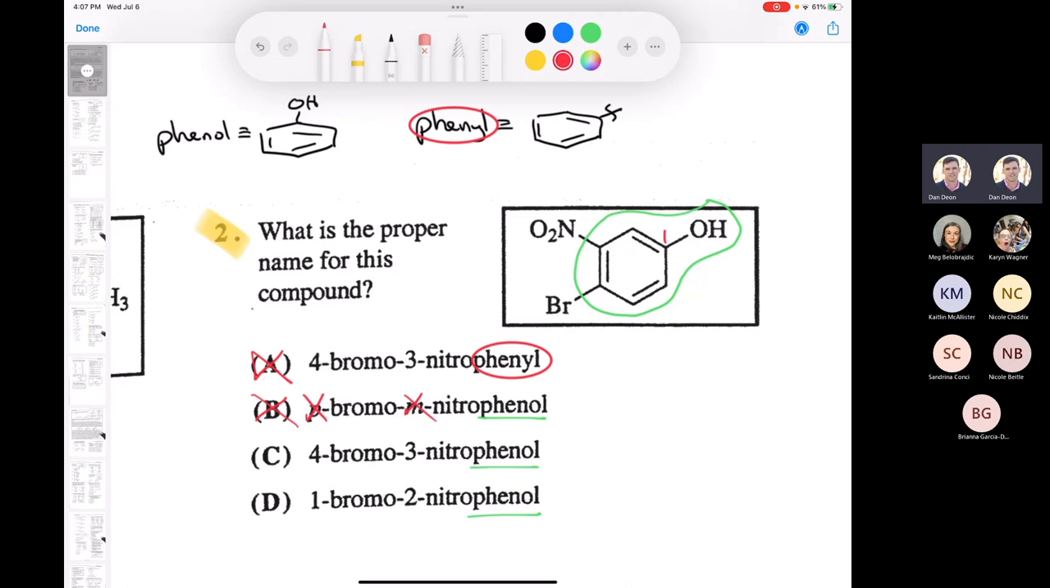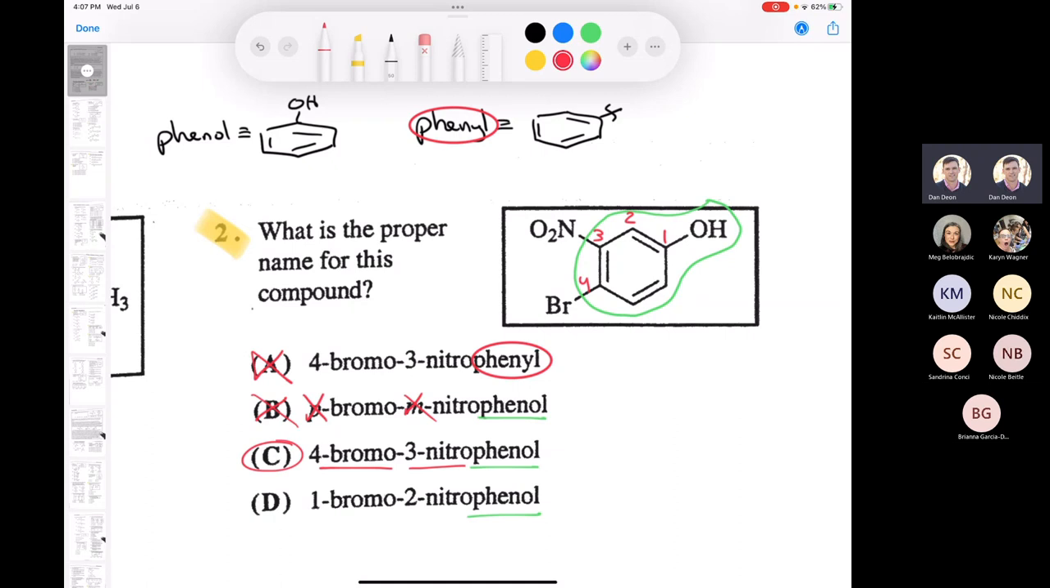So then we number it. We can go clockwise or counterclockwise, but we have to give the next group the lowest possible number, which would be the nitro if we go counterclockwise. So one, two, three. So we have a three nitro and a four bromo. Well, bromo, the letter B, comes before N. So we have the four bromo, three nitro phenol. So the answer would be C.